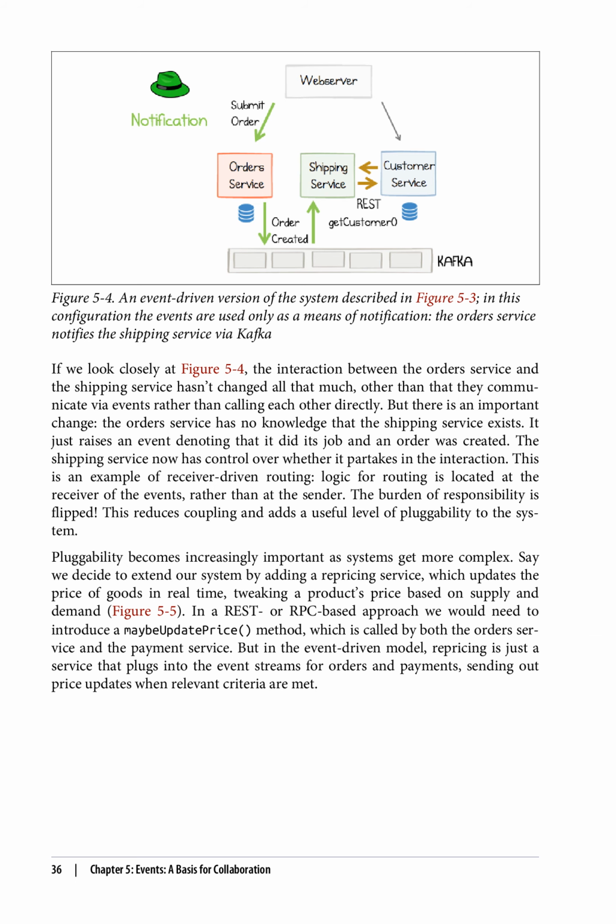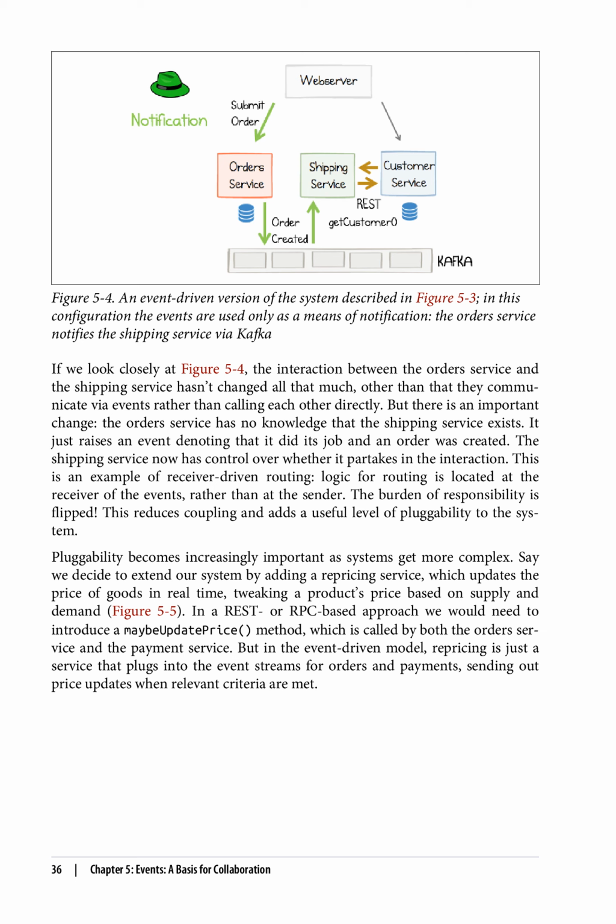The shipping service now has control over whether it partakes in the interaction. This is an example of receiver-driven routing. Logic for routing is located at the receiver of the events, rather than at the sender. The burden of responsibility is flipped. This reduces coupling and adds a useful level of pluggability to the system. Pluggability becomes increasingly important as systems get more complex.